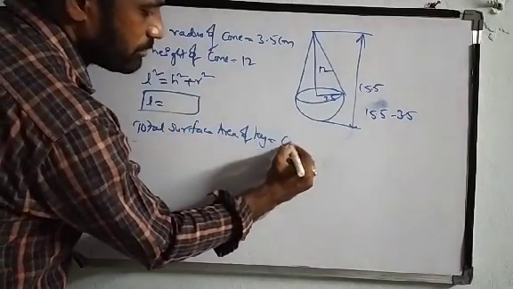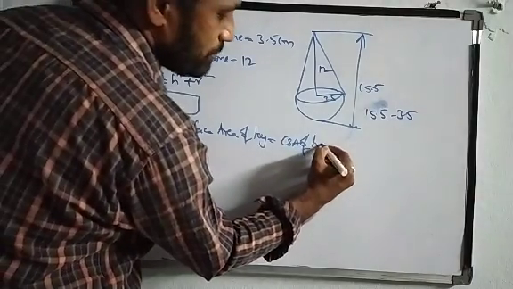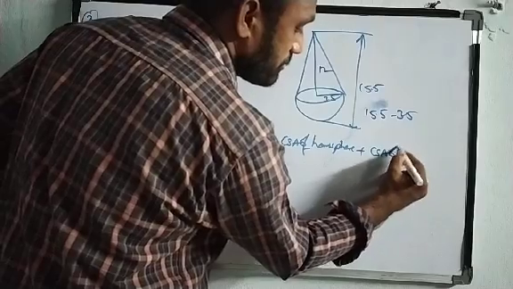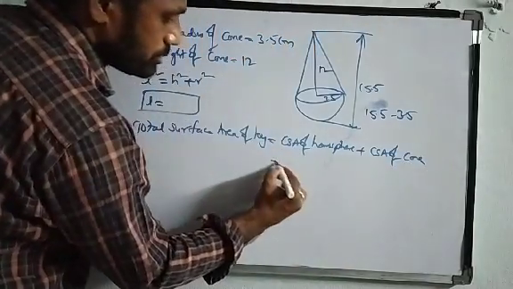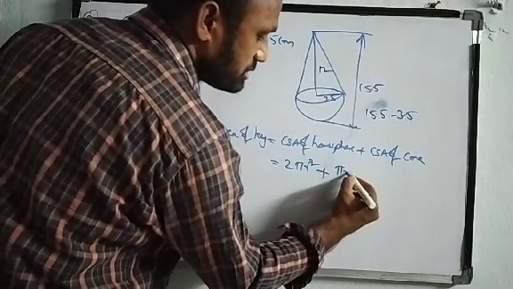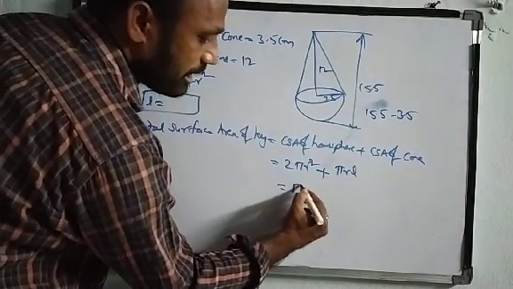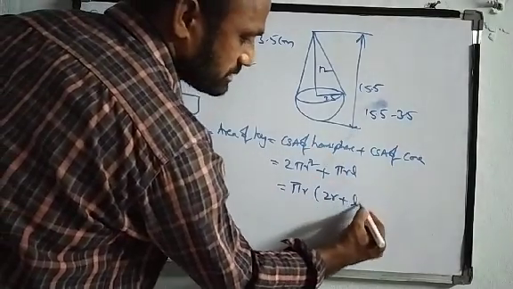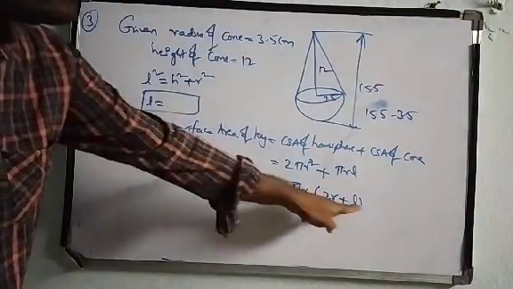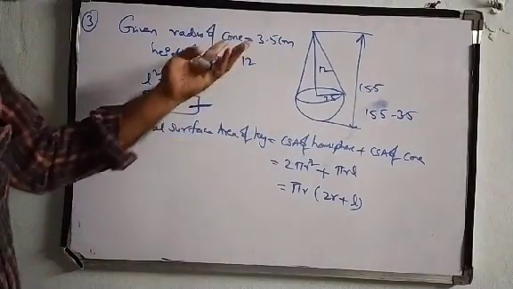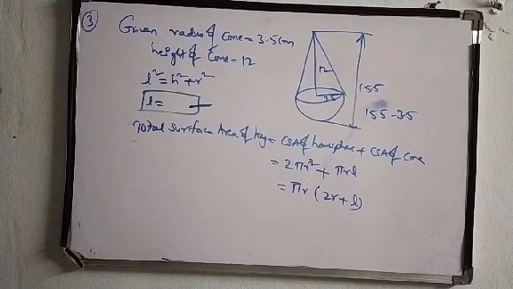which is given by curved surface area of hemisphere plus curved surface area of cone. So curved surface area of hemisphere is 2 pi r square. Curved surface area of the cone is pi r l. So we can take pi r common. Why? Since the radius is common in both, so it will become 2r plus l. So you can substitute r value and l value. L value you will get from here, and radius is already there in the question. Okay. Next, coming to next question.